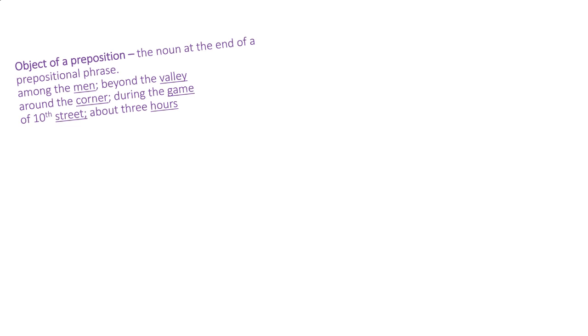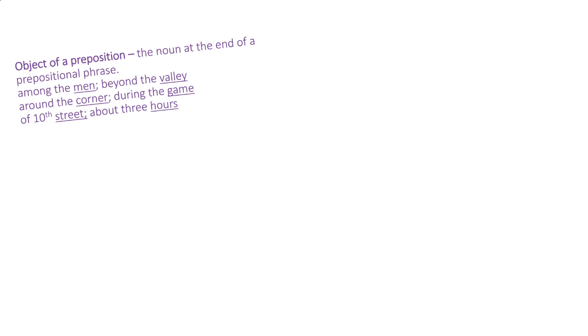Alright, so we're going to talk about the object of preposition, subjects, direct objects, and indirect objects one at a time. First of all, an object of a preposition is the noun at the end of a prepositional phrase. Among the men. The men is an object of a preposition. Beyond the valley. Valley is an object of a preposition. Around the corner. Corner is the object of a preposition. During the game. Game is an object of a preposition. Of 10th Street, about 3 hours. They're both objects of prepositions.